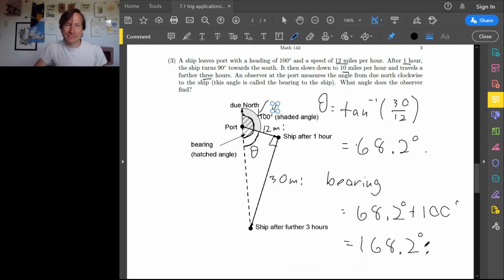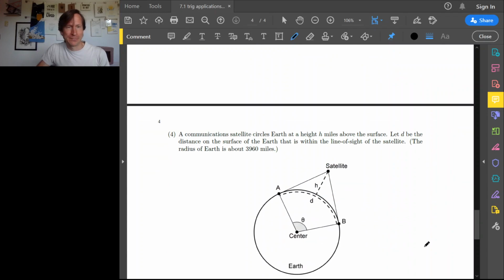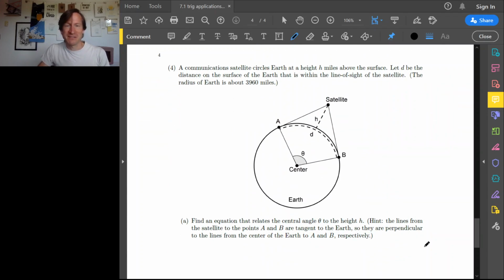Okay, now let's have a look at number 4. All right, we have this communications satellite orbiting the Earth at height h miles above the surface. So h is this height above the surface. D is the distance along the surface of the Earth that's within the line of sight of the satellite. So D is the length, this dotted arc length here along the surface of the Earth.